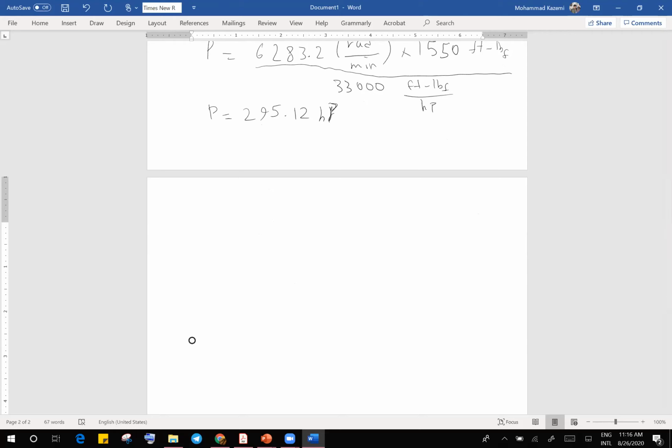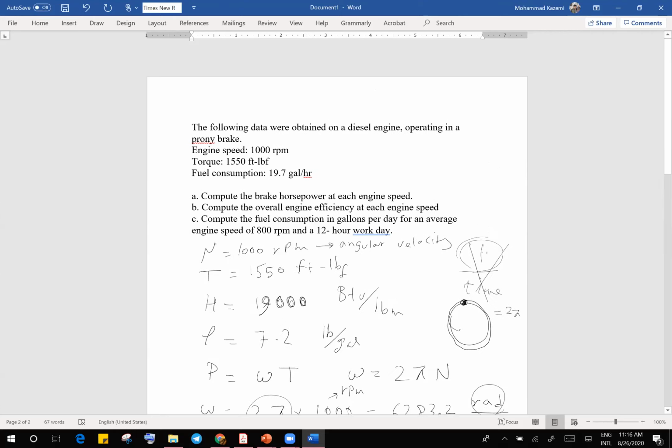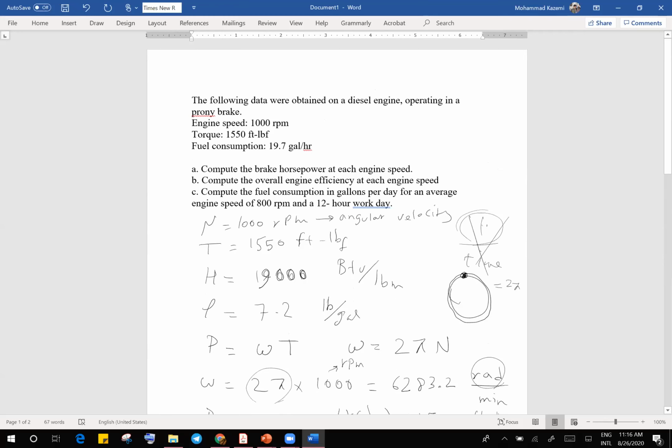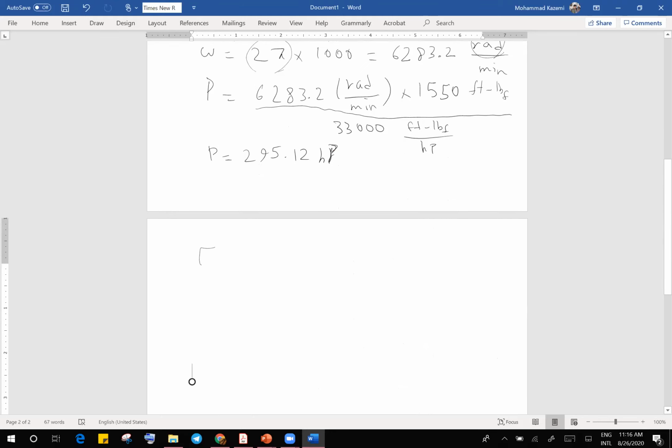So the next part, part B, is asking us to calculate the overall engine efficiency at each engine speed. Here the engine speed is 1000, and we want to calculate it for that specific speed. Efficiency in general is the output power to the input power, for any type of system. So the output we show with P, the input we show with Q.